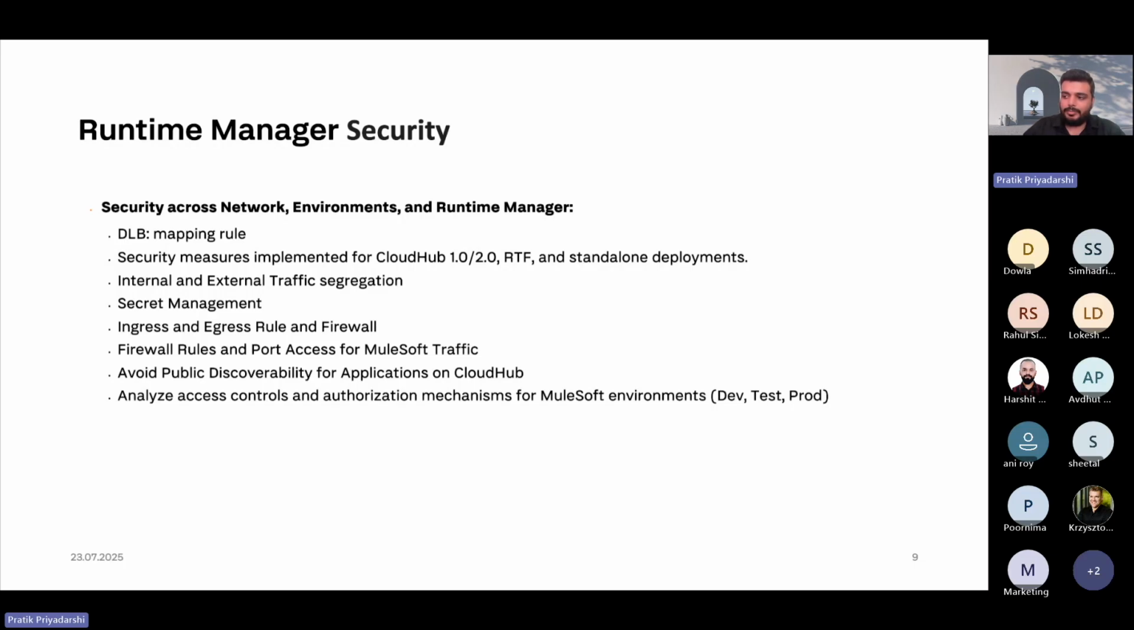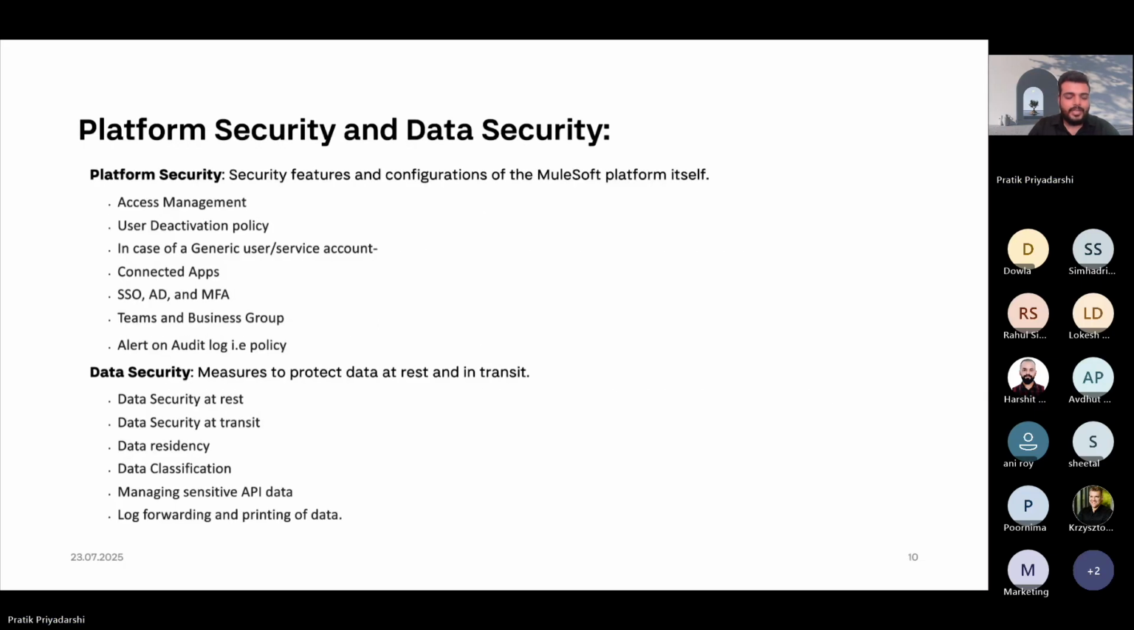And it's very important. If a developer has access to modify the DLP or VPC in runtime manager, why is it there? It should not be there, right? So this is what we need to check. And this is very important to stop any kind of vulnerability before it even starts.